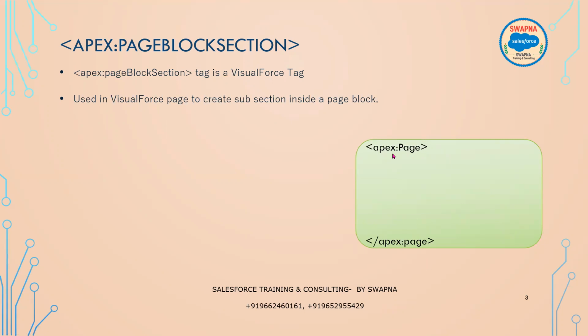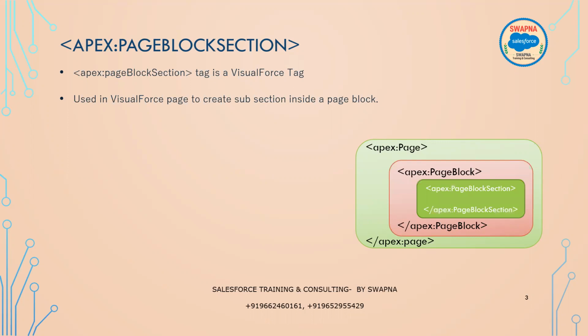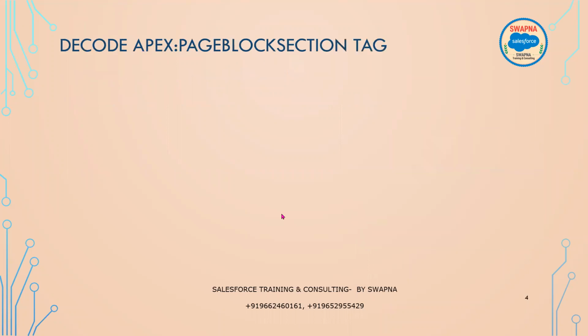Now here on top, we have an Apex page. Within that, we have an Apex page block. And within that, we have an Apex page block section. Now page block section, let's decode it.